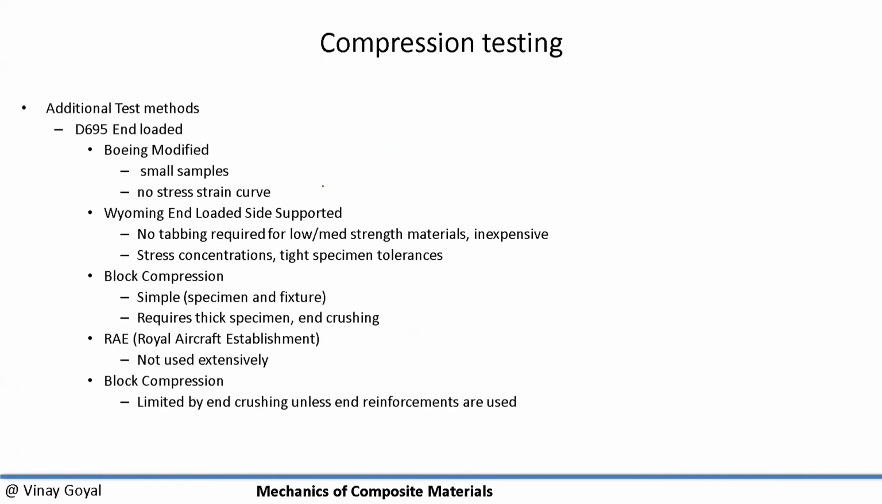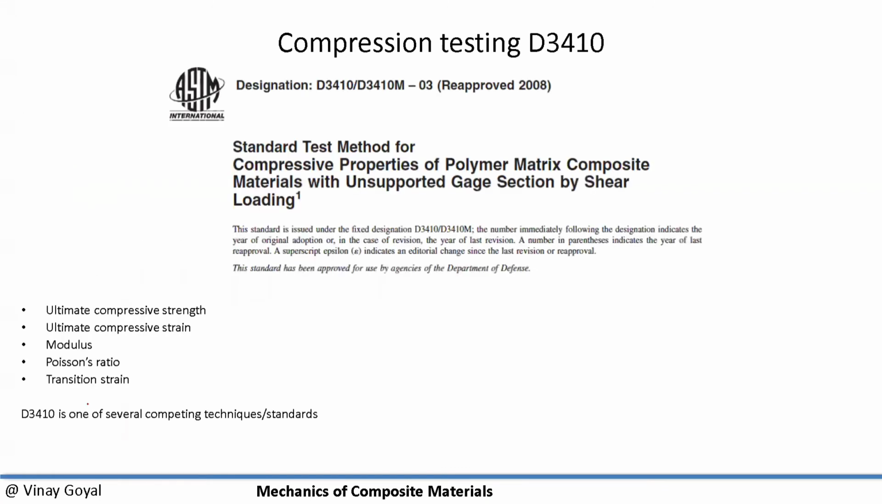Very nice. This is very practical stuff that you're going to encounter. Each of these tests is going to have a benefit and some disadvantages, and you have to look at which is the best one for your application. The compression D3410 test provides the ultimate compression strength, the ultimate compression strain, the modulus, Poisson ratio, and it provides the transition strain. So it's giving you a lot of data, and it is one of the several competing technique standards that you're going to have to look at.